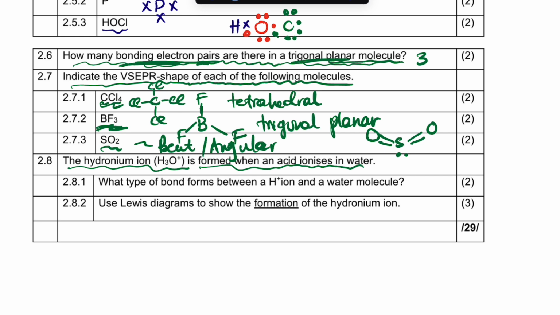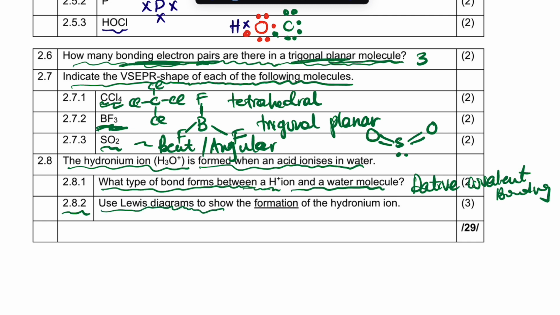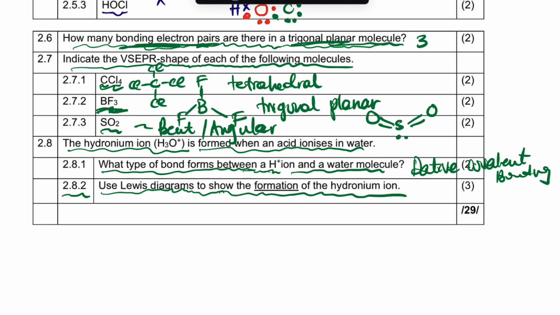Right. 2.8, it says hydronium ion is formed when acid is ionized in water. Right, we know that from acids and bases. What type of bond forms when hydrogen ion and water molecules combine? So this one, we call it a dative covalent bonding, or it's a coordinate covalent bonding.